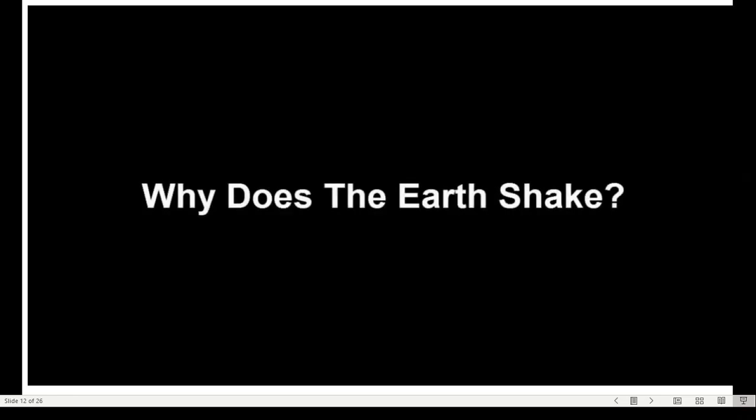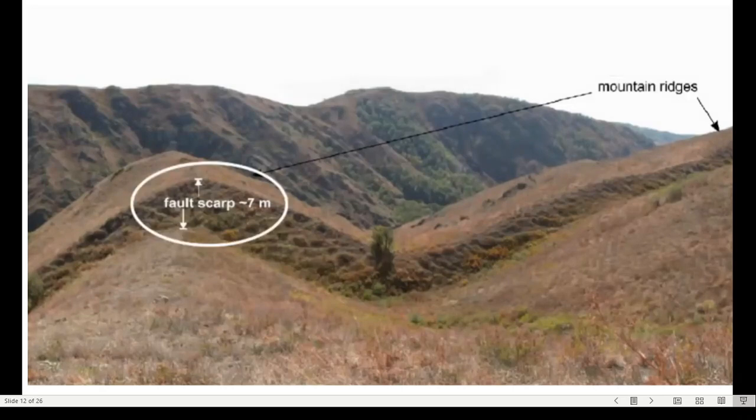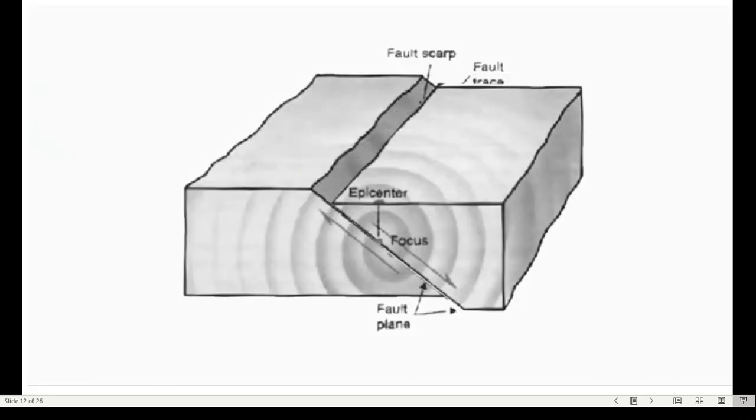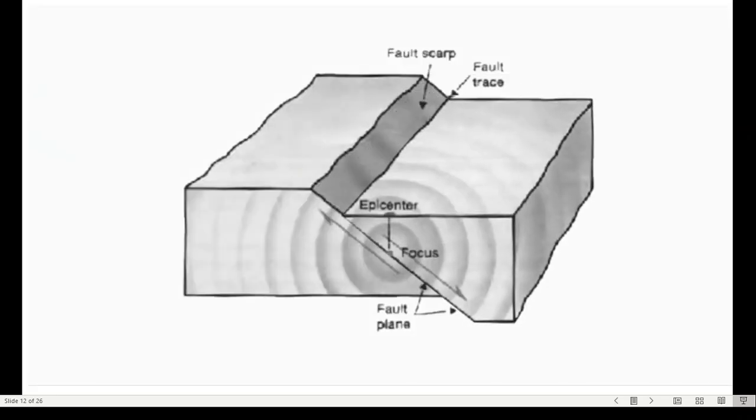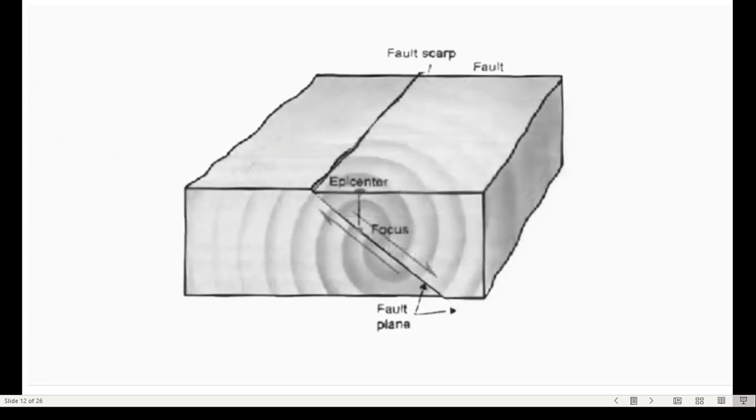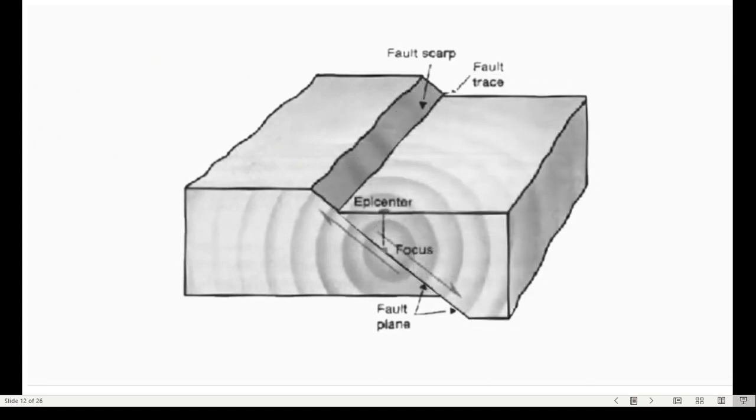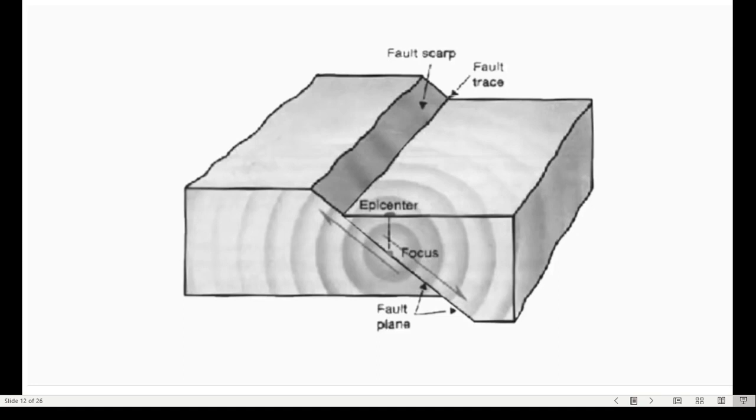Now the question is, why does the earth shake? To understand that, you will have to look at this picture. This is a fault. A fault is a sharp break in the crustal rocks. Rocks near a fault tend to move in opposite directions. That creates friction, but at some point of time, their movements overcome the friction. As a result, they slide past one another. This causes a release of energy, and the energy waves travel in all directions.